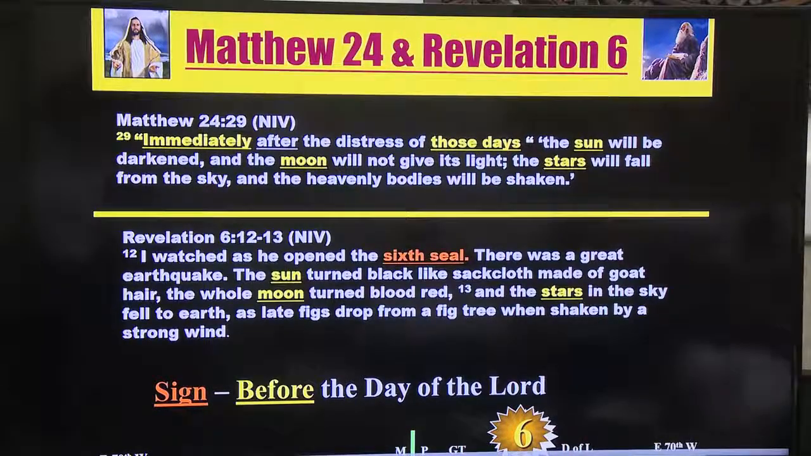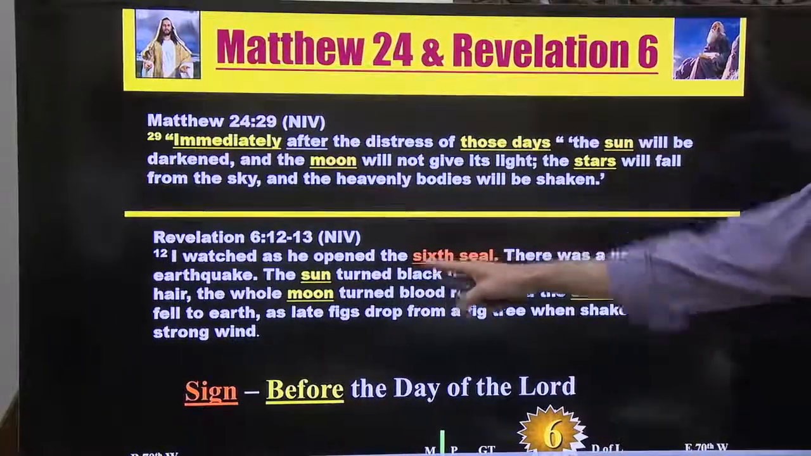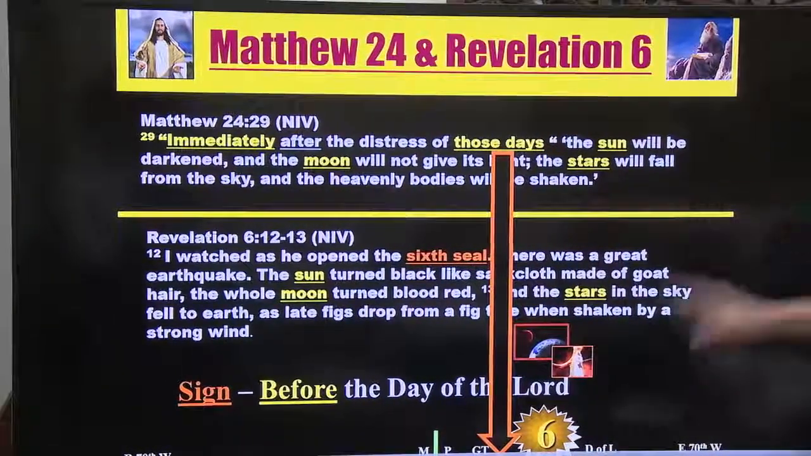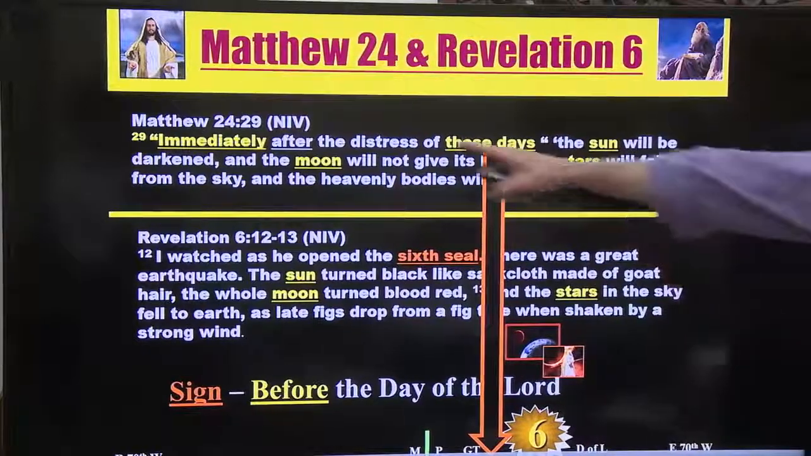And notice what John says. John says the same thing. He's in perfect agreement with Jesus. He said when Jesus opened the sixth seal, that's where the sun, moon, and stars go dark. It happens right here. Now notice what Jesus said.